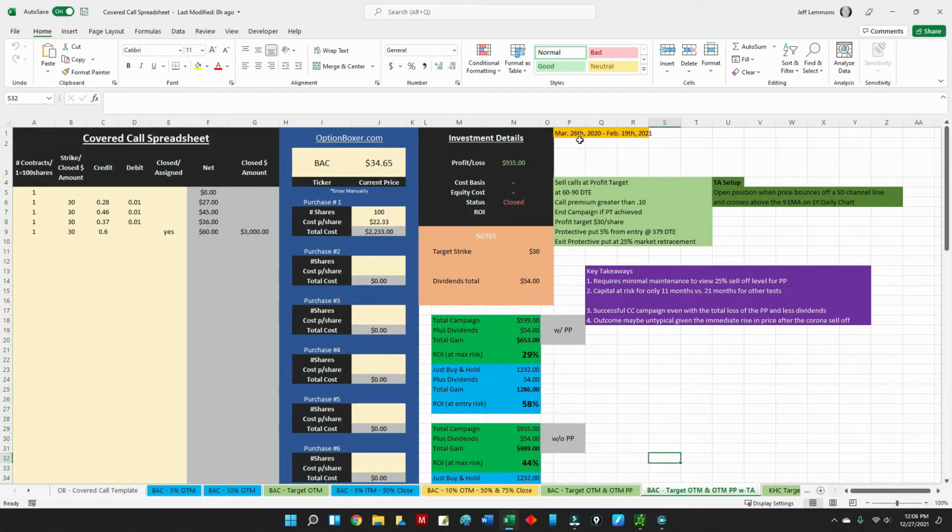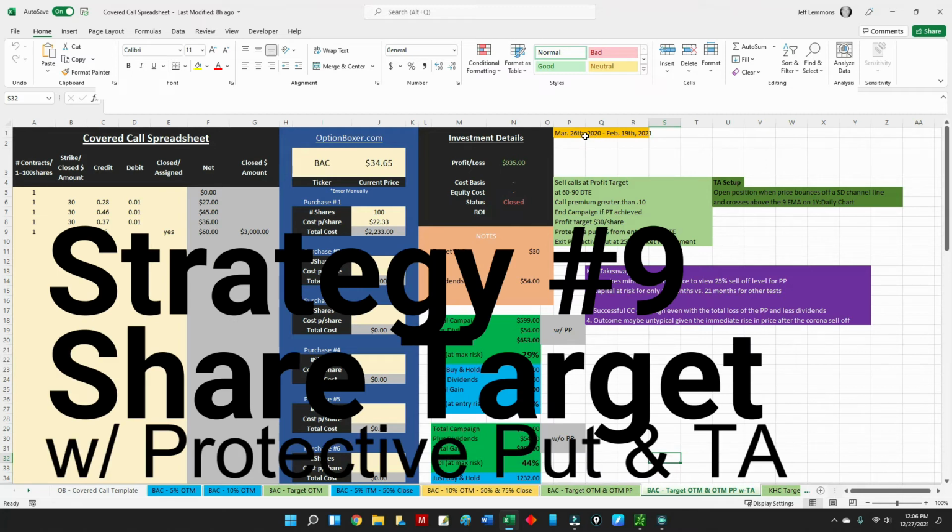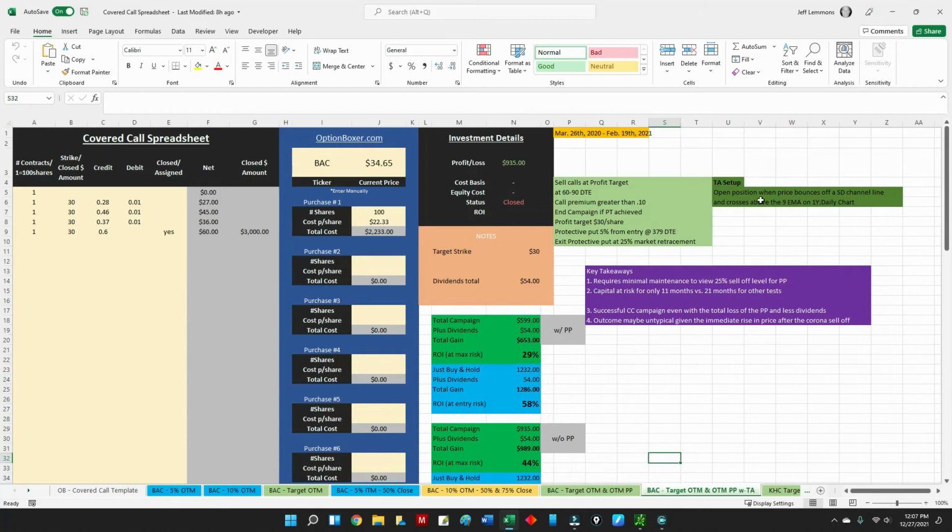And so this test I ran from March 26th, and I ran this through February 19th. The only difference here that I can remember is I was going to use technical analysis to determine my entry point, whereas the other strategy, I just basically bought the shares and started trading the covered call campaign. In this situation, I'm going to open a position when price bounces off of a standard deviation channel, and when the price crosses above the 9 EMA line.